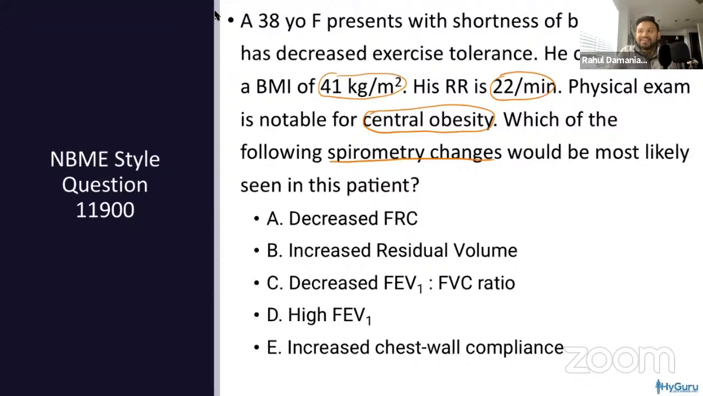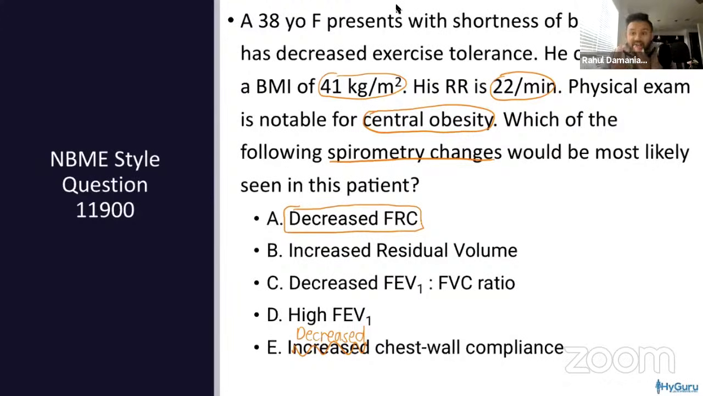So as you can see, these questions are getting a little bit harder. And in this scenario, I'm going to be testing you on how obesity is going to affect your pulmonary mechanics. And what obesity can cause is going to be a restrictive lung disease. Because you have decreased chest wall compliance, you are going to start breathing at low lung volumes. And as a result, you are going to have a decreased amount of FRC, functional residual capacity.